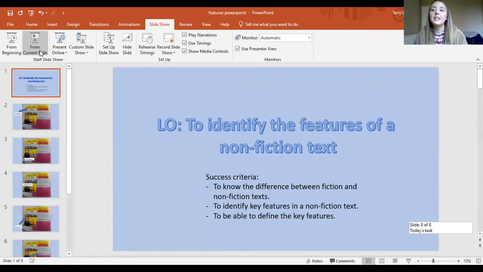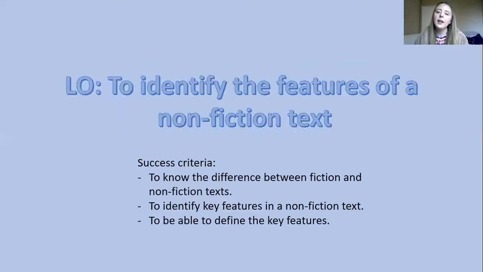So let's get this up. Our lesson objective for today's lesson is to identify the features of a non-fiction text. You're going to be able to know the difference between fiction and non-fiction, to identify key features in a non-fiction text, and to be able to define the key features. Now it's okay to say, oh, that is a title. Yeah, but what is that? What's the title for? Why do we have a title? So we're going to be able to define these key features.